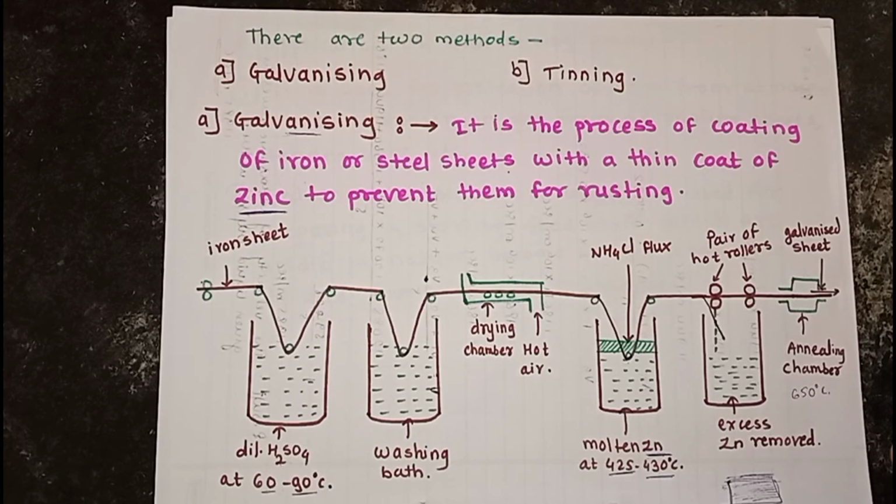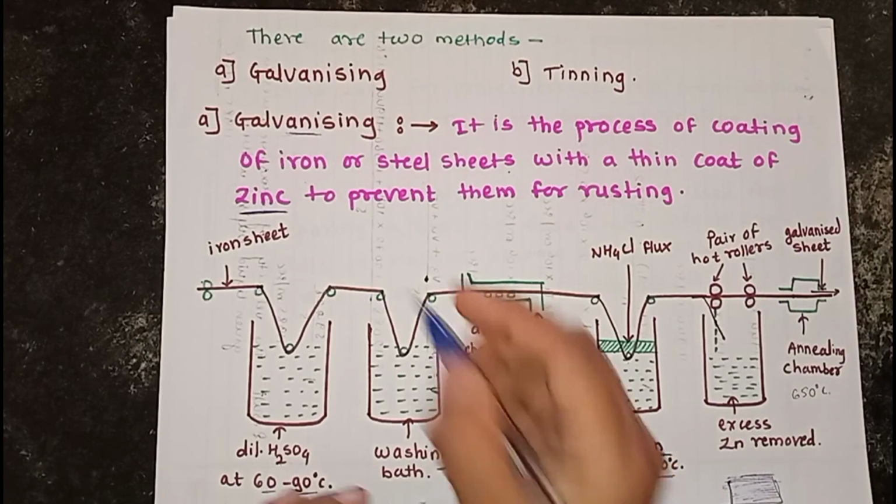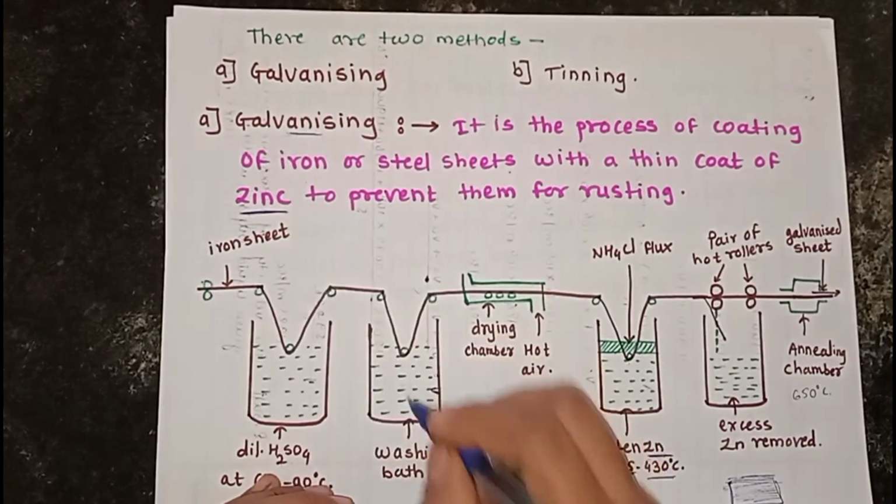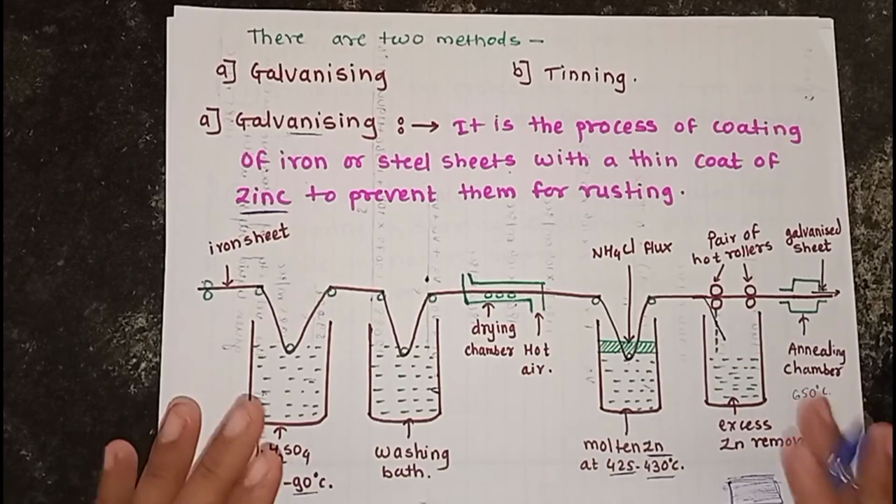and this iron sheet having a uniform coating of zinc over it is then galvanized. We say it has been galvanized properly, and once the zinc covering is formed over this iron sheet, further oxidation of the iron sheet cannot take place. So that's why this iron sheet is protected from corrosion. This process is called galvanizing. So we discussed it in detail.